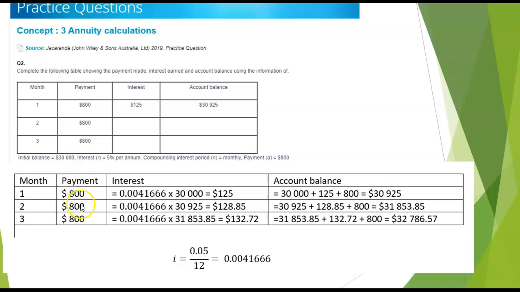So for our second month, we're going to pay our $800 in. Our interest is going to be our interest rate as a decimal per period times our previous balance, which is $128.85. And then we're going to add these on to get $31,853. And we do the same thing for the third one. So you need to make sure that this table is filled out in order to get your 3 marks.